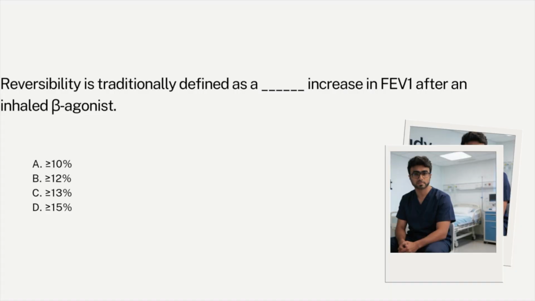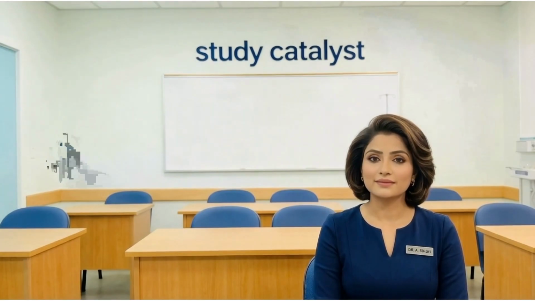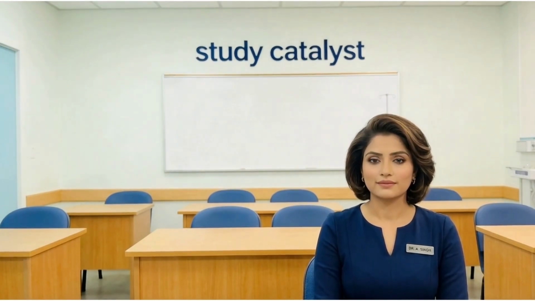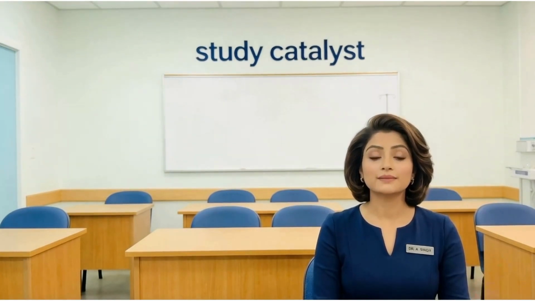Reversibility is traditionally defined as a diagnostic increase in FEV1 after an inhaled beta agonist. A. 10%, B. 12%, C. 13%, D. 15%.